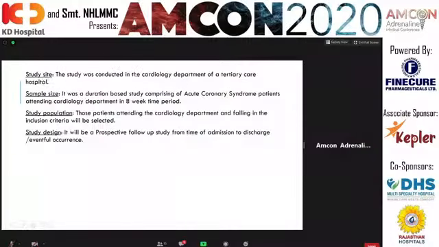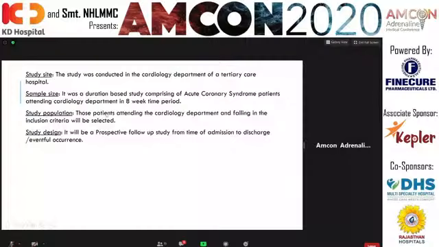The study site was the cardiology department of a tertiary care hospital. Sample size was a duration-based study. Within an 8-week period, the number of patients that we could get in the cardiology department was 172 patients in the study.